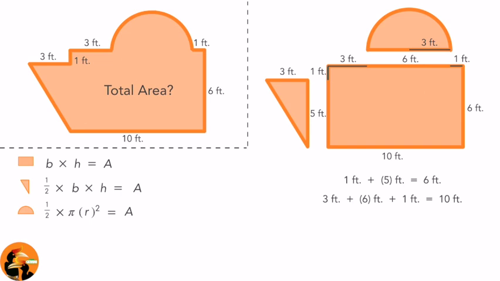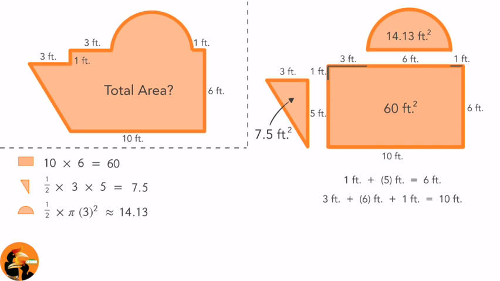Now that we have identified all the measurements in the drawing, we can find the areas of the 3 separate shapes. The rectangle has an area of 10 times 6, or 60 square feet. The triangle has an area of 1/2 times 3 times 5, or 7.5 square feet. And onto the semicircle, which is simply half of a circle. To find the area of half a circle, we will multiply 1/2 by pi and the radius squared. So we have 1/2 times pi times 3 squared. And substituting 3.14 for pi, we find that the area is approximately 14.13 square feet.